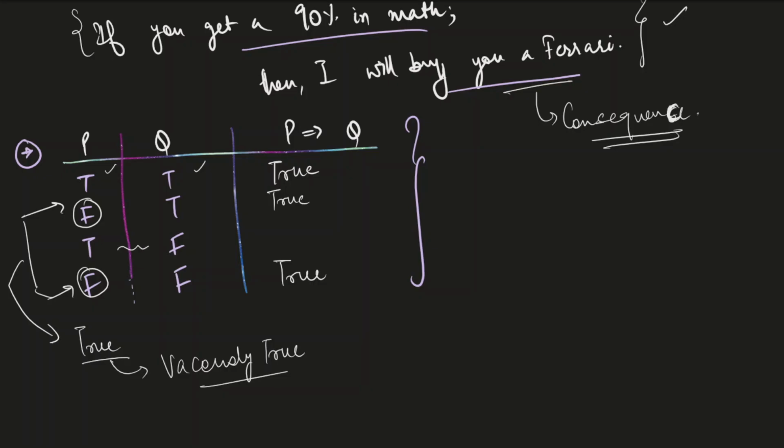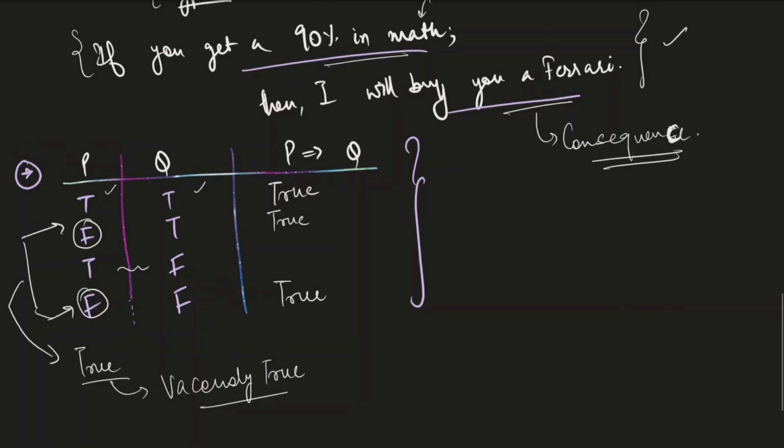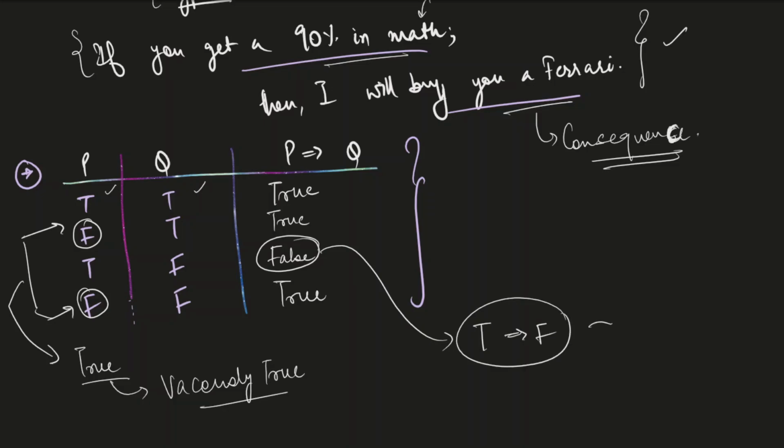And what about true implies false? Now, you get your 90%, and you really work hard, and then I don't buy you your Ferrari. You're going to be really mad, and in general the promise would be broken. So that's false. The only case where an implication is false is when true implies false, and that makes the whole implication false. So that's the truth table for an implication.